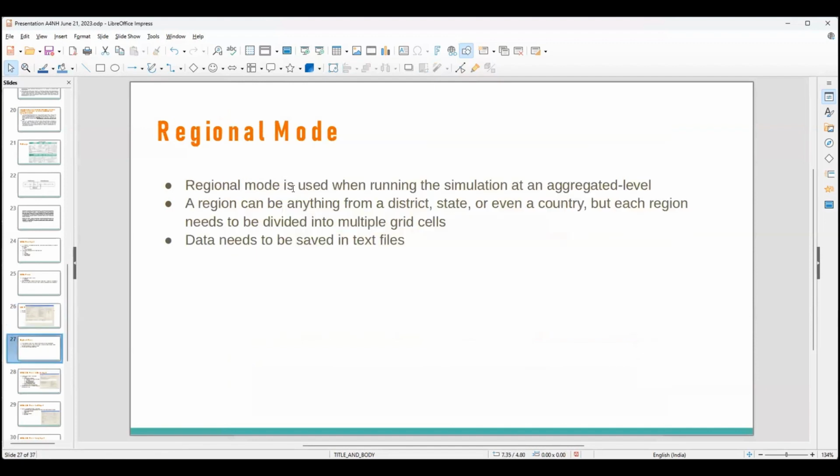The regional mode is used when we need to run the simulation at an aggregated level. A region can be anything from a district, state, or even a county, a province, but each region has to be divided into multiple grid cells. And the data for these grid cells have to be saved in different text files.